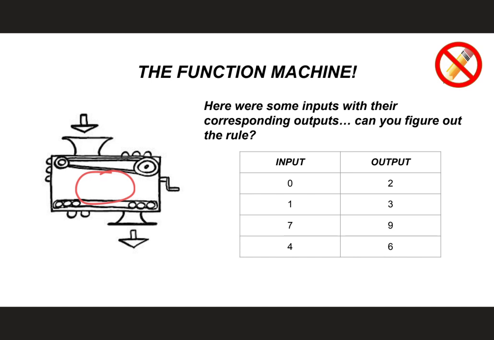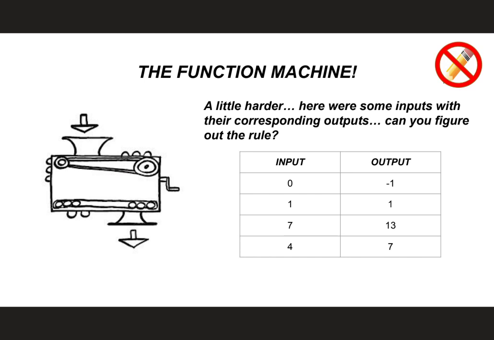If you notice, if you add 2 to every input, it gives you the output. 1 plus 2 gives me 3. 7 plus 2 gives me 9. 4 plus 2 gives me 6. So the rule is going to be we're taking our input, which we can call x values, and we're adding 2, and that's going to give me my output.